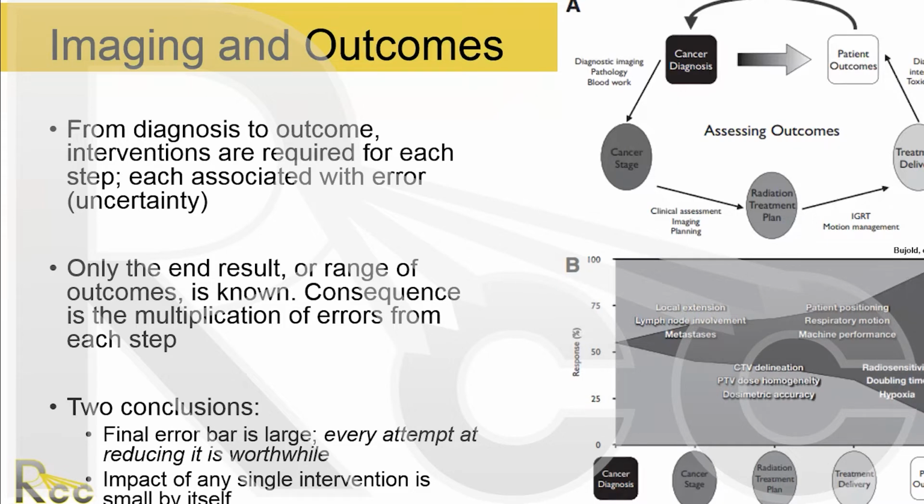So while the final outcome error bar is large, every attempt to minimize it carries through, and it's worthwhile. While any single intervention is small in its own right, together they add up. Everything counts in large amounts. So each thing that we add, each little thing we improve, it's incremental, and then it can actually lead to something big in the end. So it's our obligation to drive as high quality as possible.